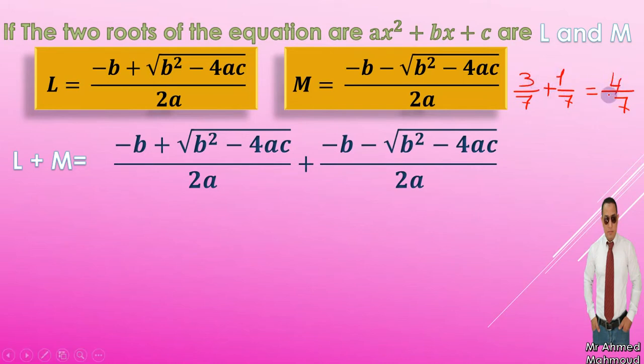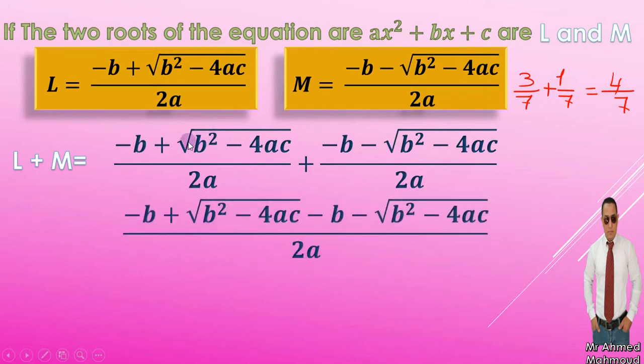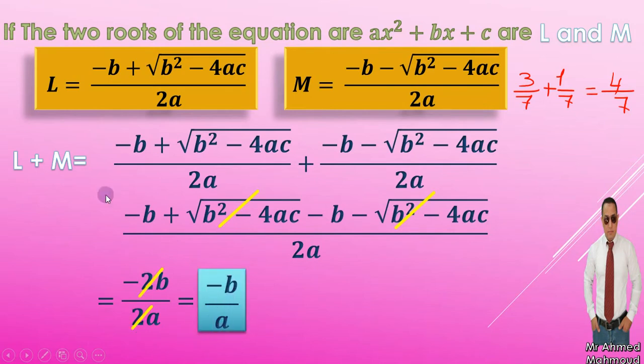This is what I'm going to do next. I'm going to write down 2a below and the whole numerator in the fraction. Now, looking carefully, we have a root and we have negative the same root, so I can cross the two roots out like this. And we have negative b and negative b, which equals negative 2b, and below we have 2a. 2 over 2 cancel together, so I will have negative b over a. This is the sum of the two roots.